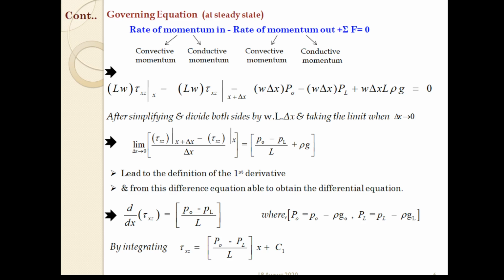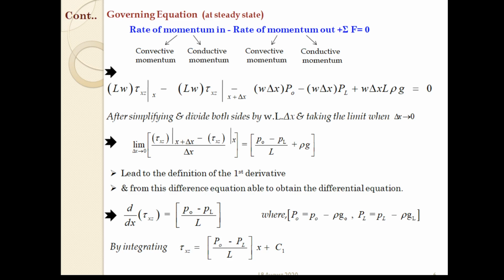After simplification, d/dx of tau xz equals P naught minus PL upon capital L. Here P naught and PL are the capital P naught and capital PL, where capital P naught equals small p0 minus rho g0 and capital PL equals small pl minus rho gl. Now after integrating this equation, we get tau xz equals P naught minus PL upon L into x plus C1. We have one integral constant, C1, which we find by applying the appropriate boundary condition.